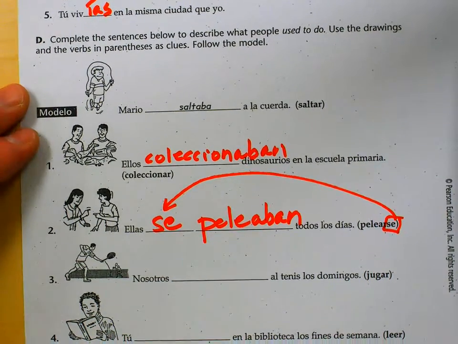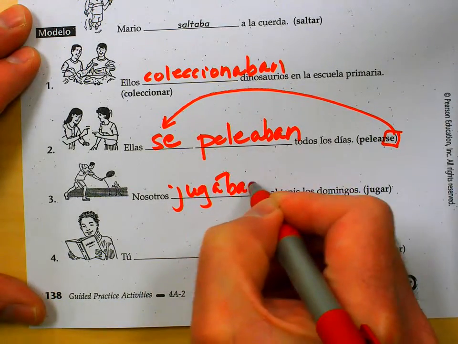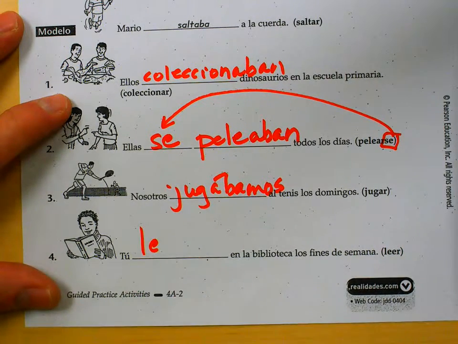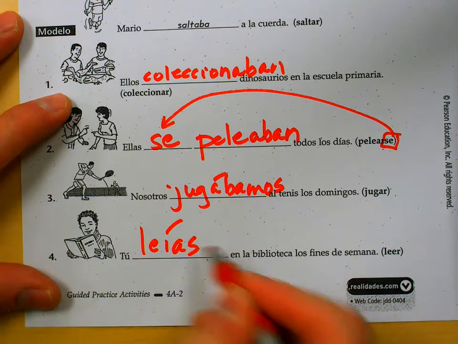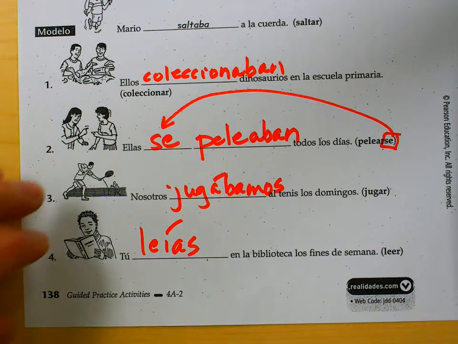Jugar, in the nosotros form, take off the AR, and add ábamos. So we get jugábamos. Nosotros jugábamos al tenis los domingos. We used to play tennis every Sunday, or we were playing tennis on Sundays. And número cuatro, the verb is leer, so we've got to switch our endings now and use the ía family. We're in the tú form. So take off your ER and add ías. So we get tú leías en la biblioteca los fines de semana. You used to read in the library on weekends, or you were reading in the library every single weekend.